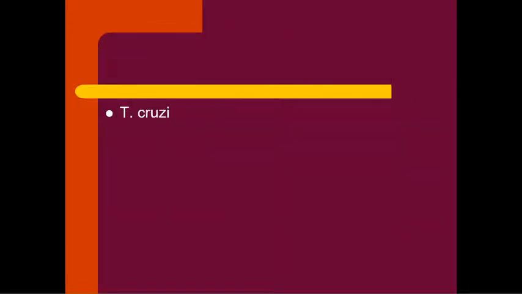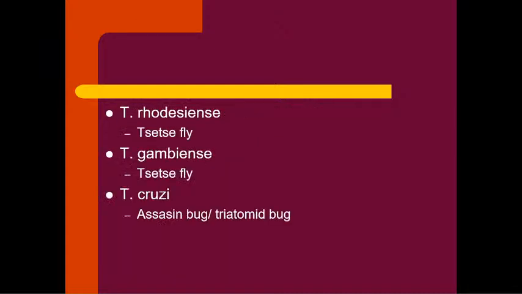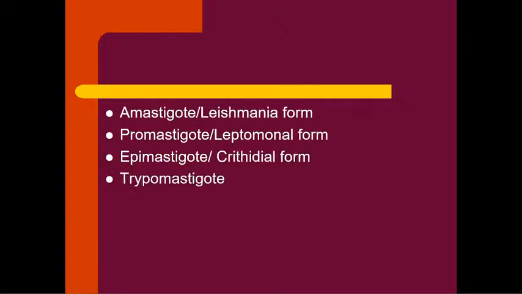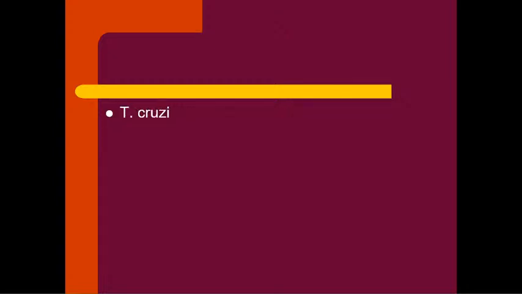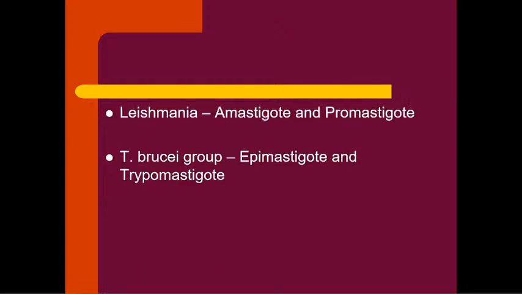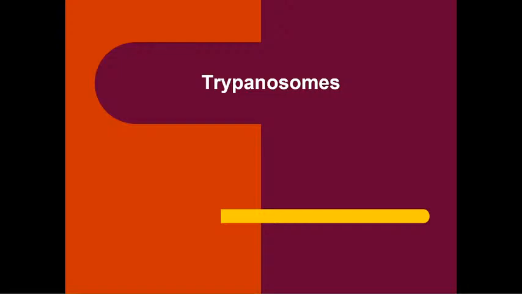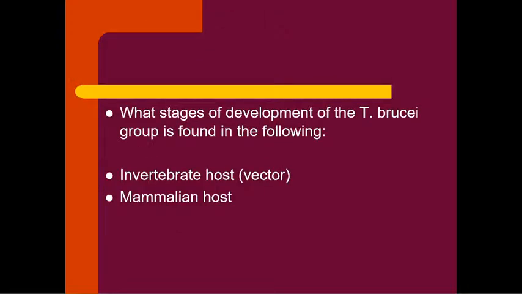Okay, so babalikan lang natin. Let's go back. So for example, these two are the members of the brucei group, gambiense and rhodesiense. So the tsetse fly will harbor the amastigote stages, while the mammalian host, or humans in this case, because we're studying medical parasitology, will harbor the promastigote stages. Okay, so that is basically the essentials of the life cycle.